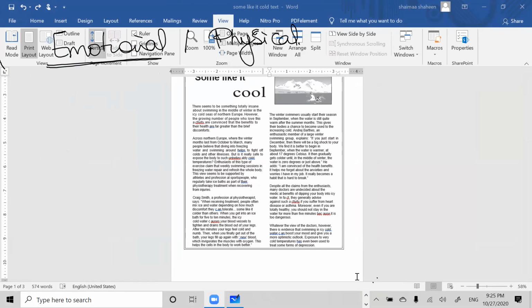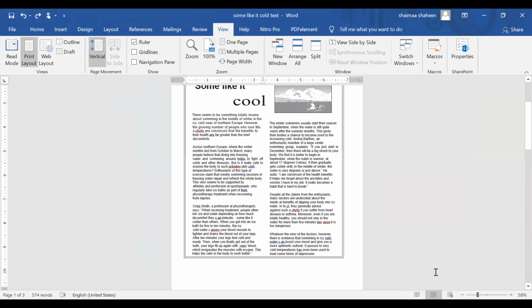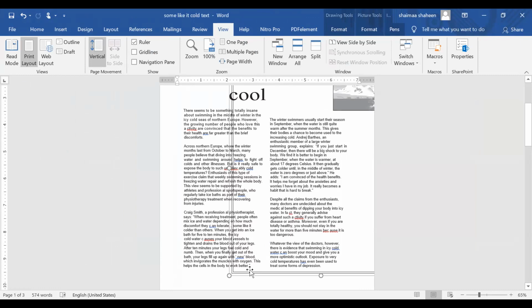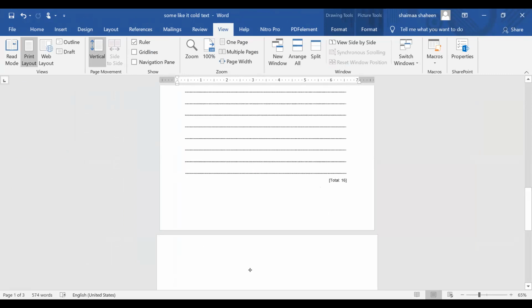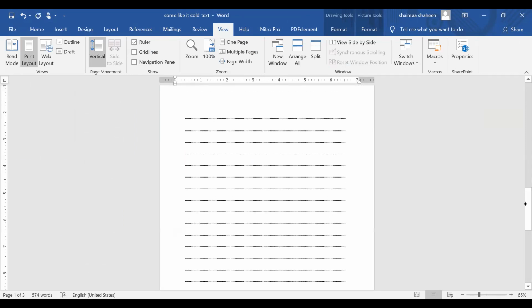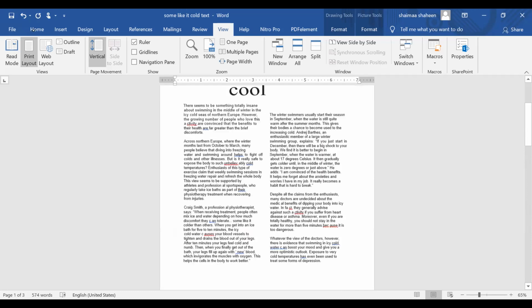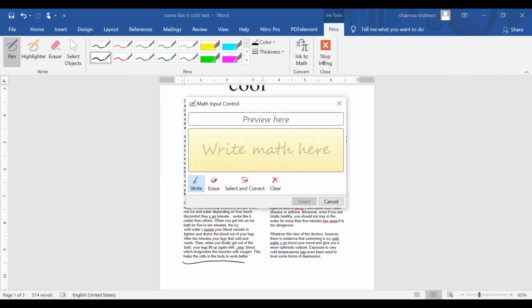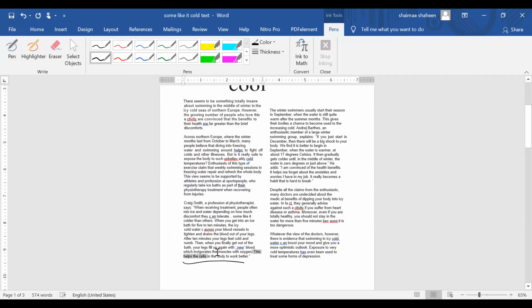Yes, miss. Okay. So very quickly, I want you to tell me what about the physical and the emotional. So here are the points we found together. You said number one, invigorates the muscle with oxygen. Is this physical or emotional? Physical. Okay, helps the cells in the body to work better. Is this physical or emotional? Physical again.